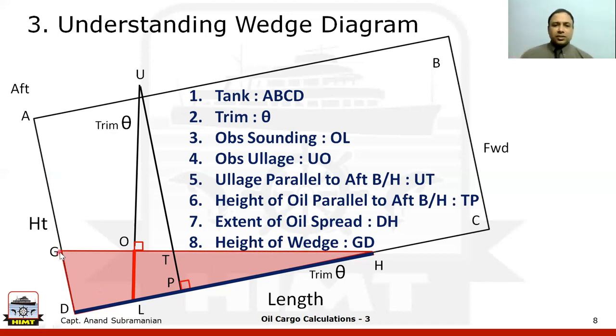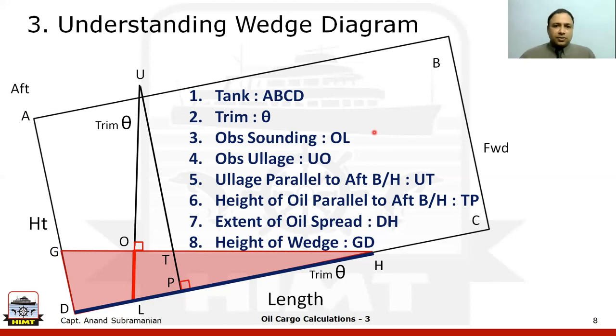So these are the various notations we use for these wedge calculations. My suggestion would be to retain the same notations. Of course, you can use any other letters you feel like. But when you are comparing answers with your colleagues and batchmates, if you use the same letters, you can easily compare your answers, see where you are going wrong, and ensure that your steps are all correct. So retain the same notations. ABCD is the tank, U is the point of ullage, and so on and so forth.